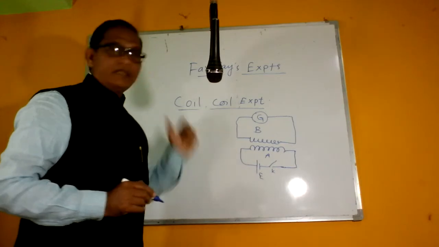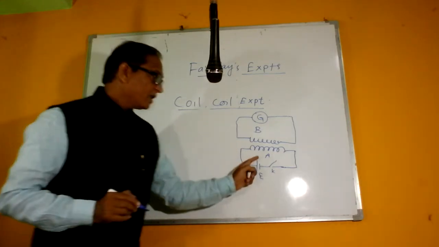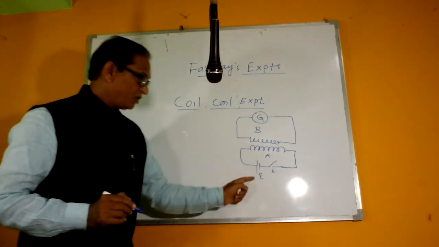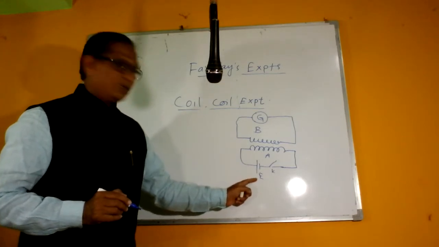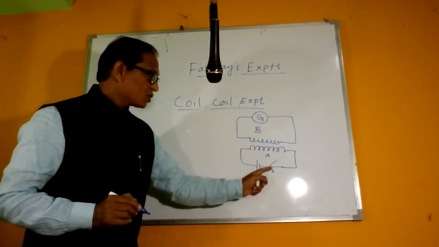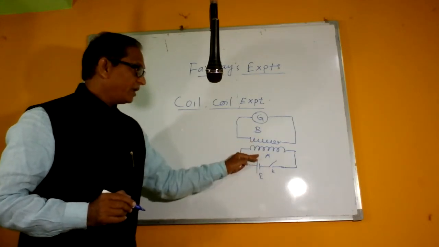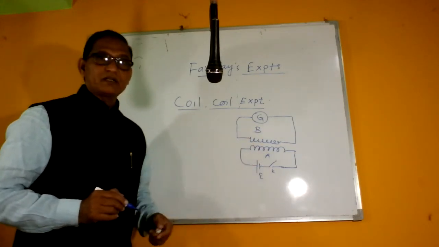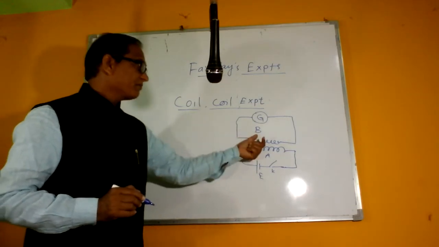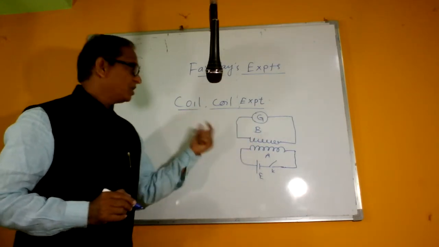So here is a coil A to which we have connected a cell, and in series to the cell there is a key, and near to this coil A another coil, the coil B, is placed, and the terminals of the coil B are connected to the sensitive galvanometer.